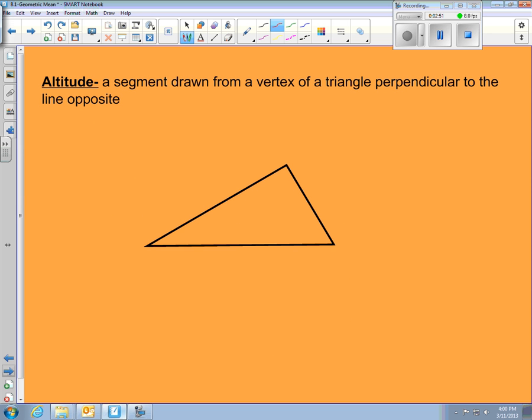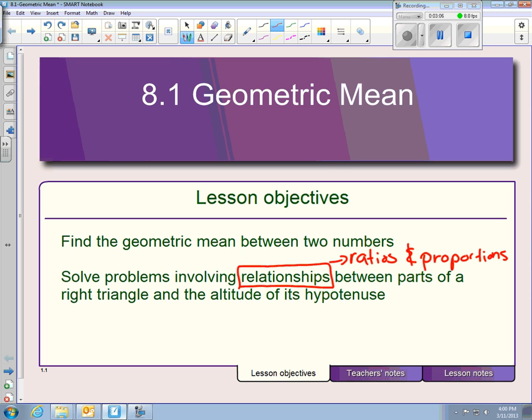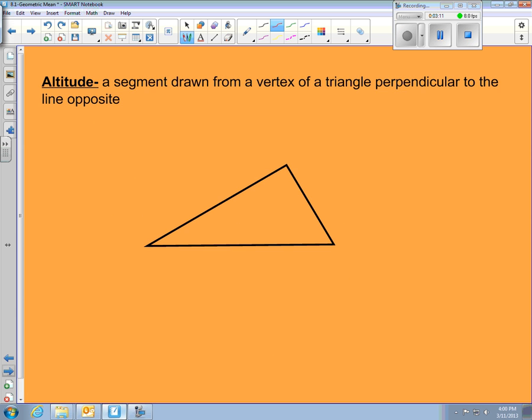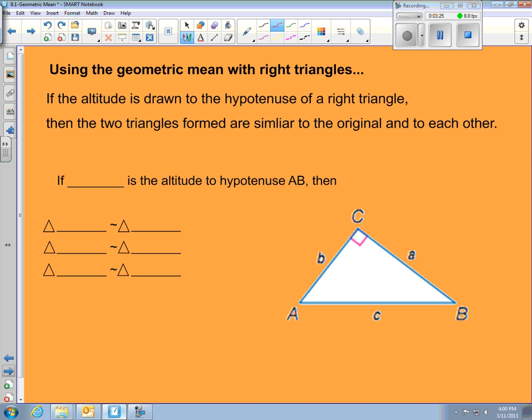This isn't in your note sheets, but this is just a little reminder for us about what an altitude is. The altitude is a segment drawn from the vertex of a triangle perpendicular to the line opposite. And remember back at that objective, if we go back just a couple slides, it says the altitude of its hypotenuse. So in our triangle, we have our hypotenuse, which is the longest side, and our altitude is going to be from the vertex, and it's perpendicular. And what that does is that breaks it down into multiple triangles for us. And we are going to see that here.